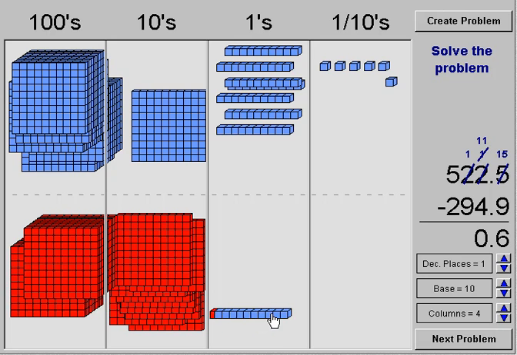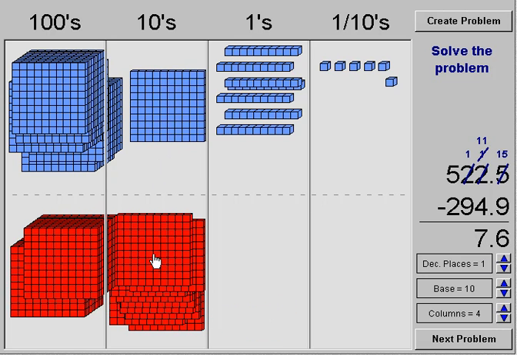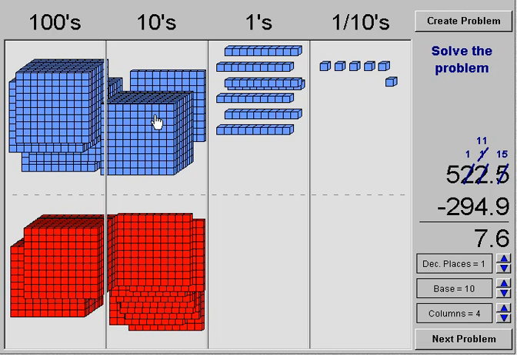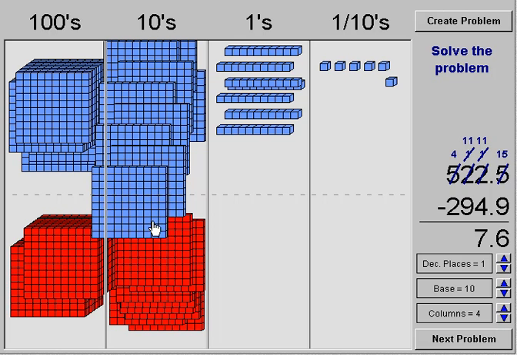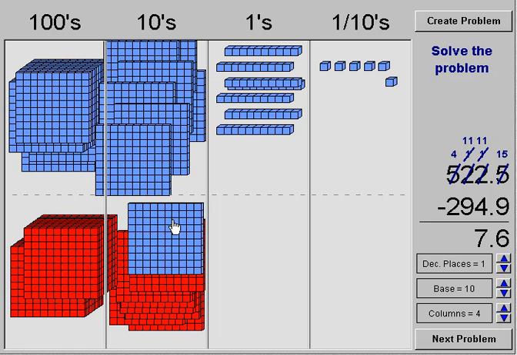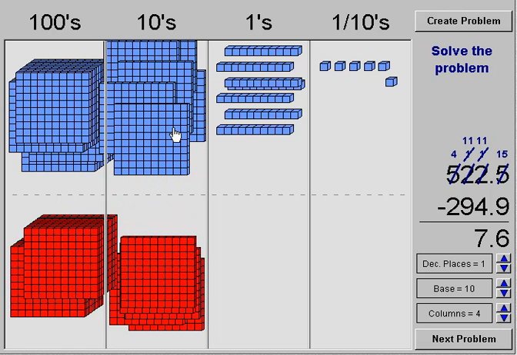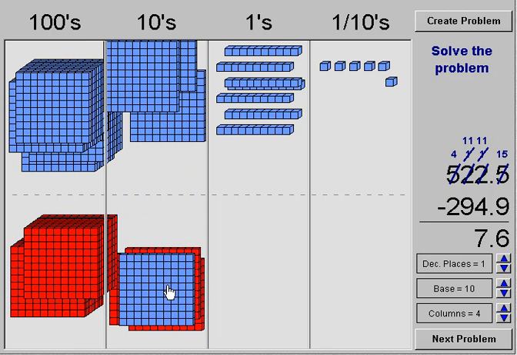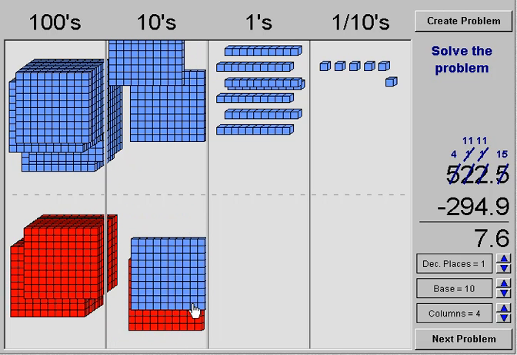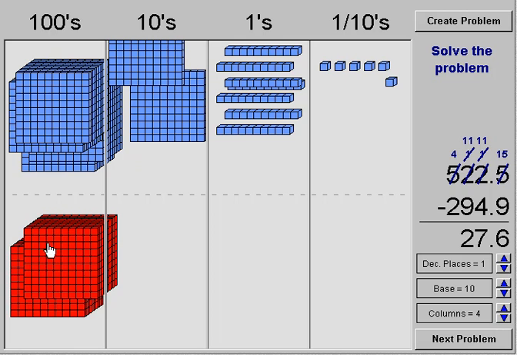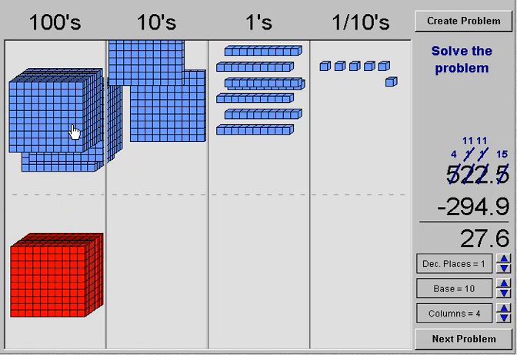And one more. And that gives me 7. So again, I see I only have one group of 10 here, and I have a bunch over here, so I have to borrow from my hundreds. And I borrow from my hundreds, matching up. Hundreds. We've got to start matching up there.